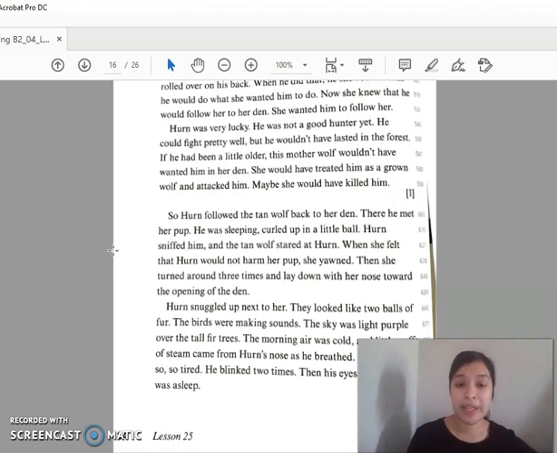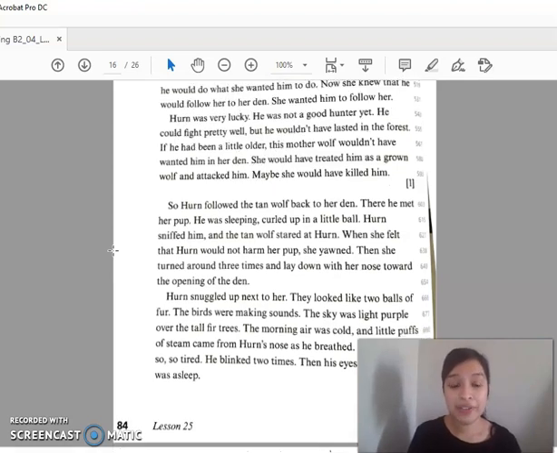Hearn snuggled up next to her. They looked like 2 balls of fur. The birds were making sounds. The sky was light purple over the tall fir trees. The morning was cold, and little puffs of steam came from Hearn's nose as he breathed. And Hearn was so tired, he blinked 2 times. Then his eyes closed, and he was asleep.